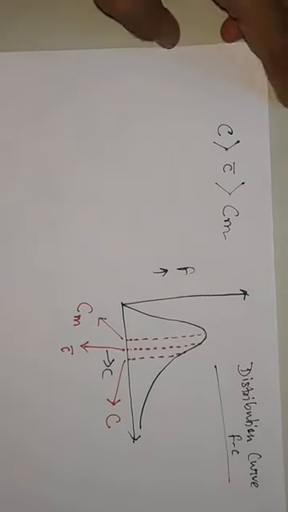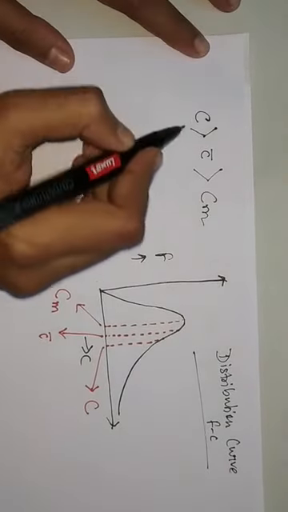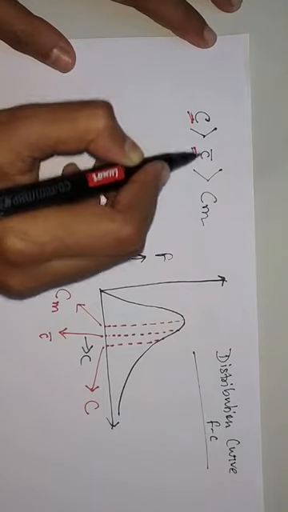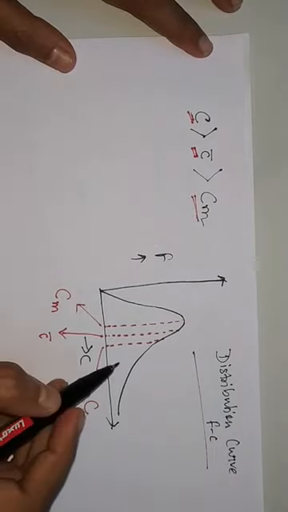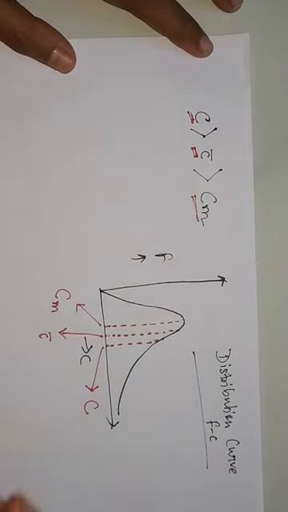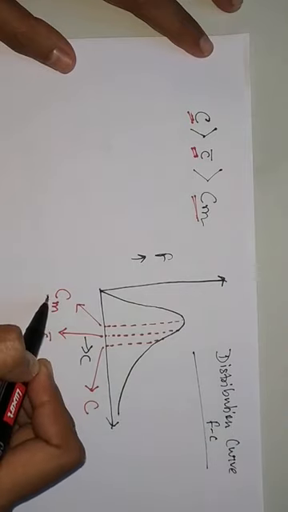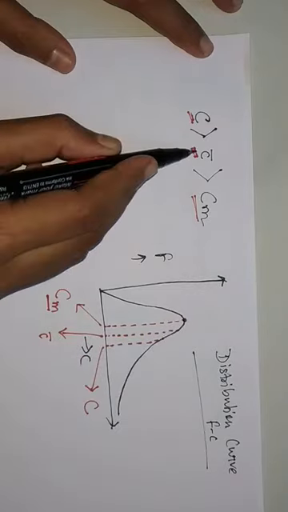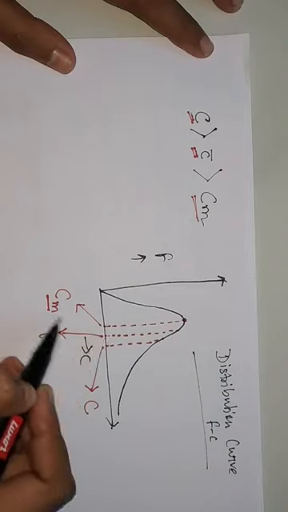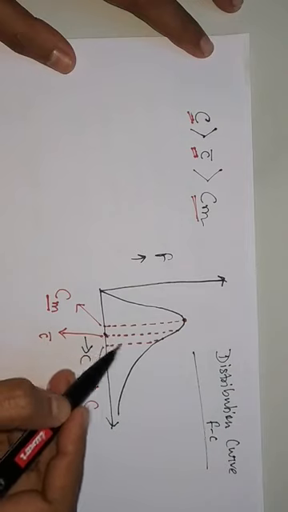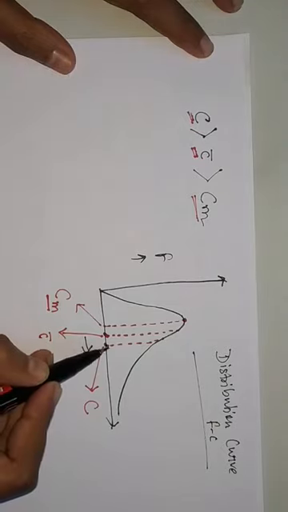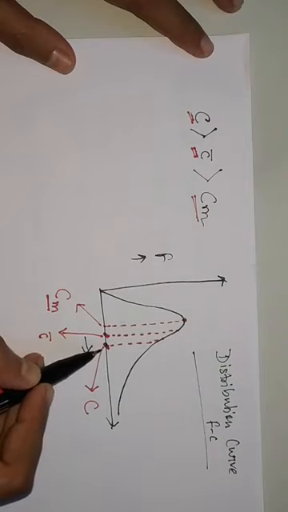Now they can be represented in the distribution curve also. The RMS speed is the greatest, then we have the average speed, then the most probable speed is the smallest. This is our distribution curve, F versus C. We already know that at the most probable speed Cm we get the peak, F is maximum. Then we have C bar, which will have a greater value than Cm, so it will be somewhere over here, and C is the greatest, greater than both C bar and Cm, so C will be somewhere over here.